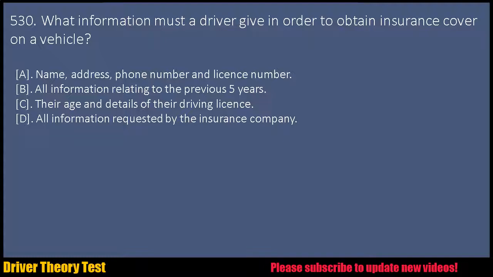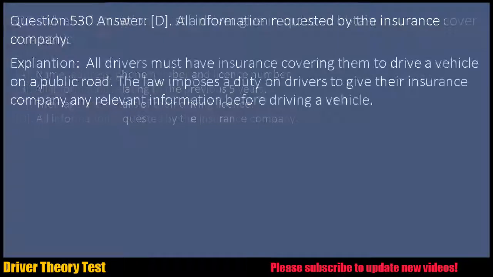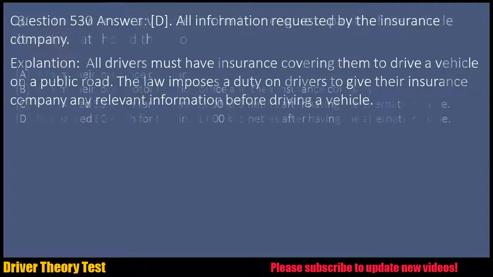All information relating to the previous 5 years. C. Their age and details of their driving license. D. All information requested by the insurance company. Question 530 Answer: D. All information requested by the insurance company. Explanation: all drivers must have insurance covering them to drive a vehicle on a public road. The law imposes a duty on drivers to give their insurance company any relevant information before driving a vehicle.